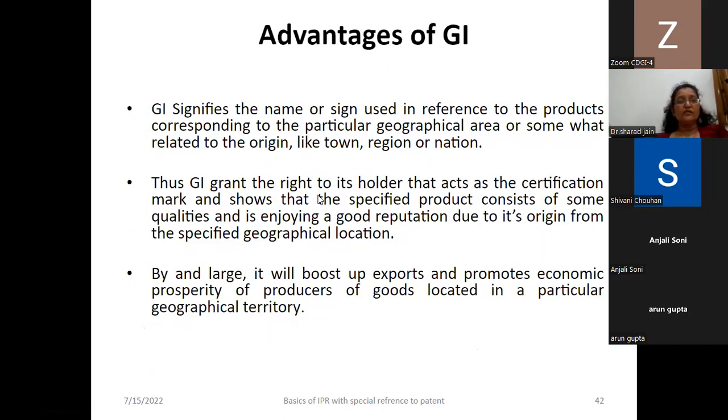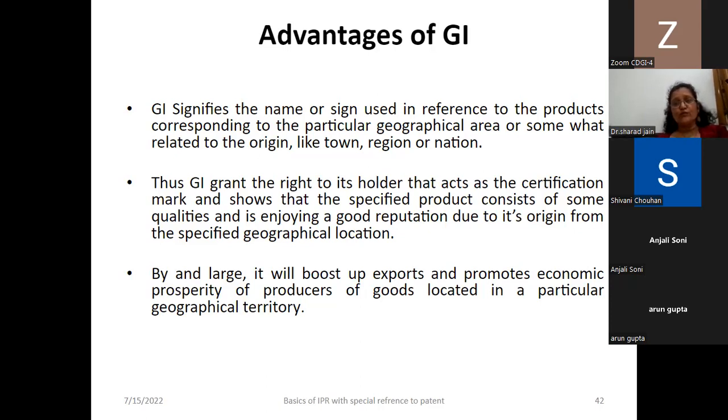So this GI signifies the name or sign used in reference to a product corresponding to a particular geographical area, which is related to the origin, like a town, region, or nation. The GI grants the right to its owner, attached as a certification mark, showing that it is a specified product of that area having a special quality and enjoying a good reputation due to its origin from that geographical location.